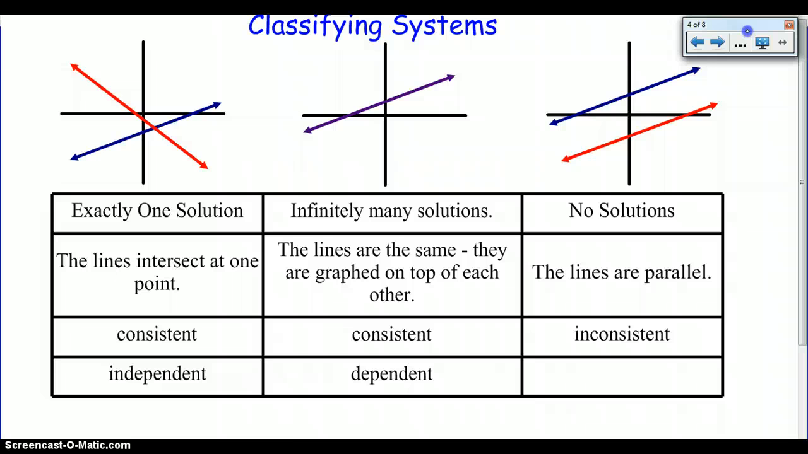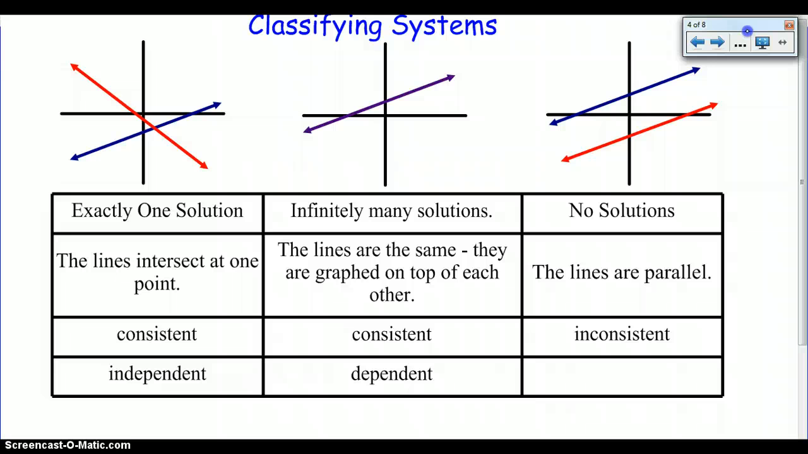And we have a couple of words we use to describe this. Consistent, which means that there is a solution, and then independent essentially means there's just one solution. Now our second example, you can only see one line there, but it's actually two. They just happen to be at the exact same spot. So in that scenario, the two lines intersect an infinite number of times.